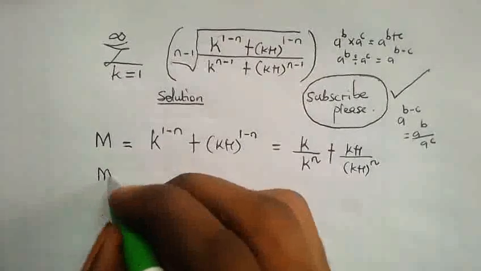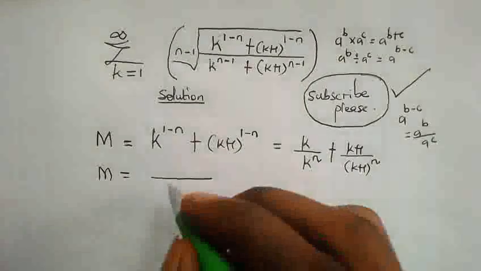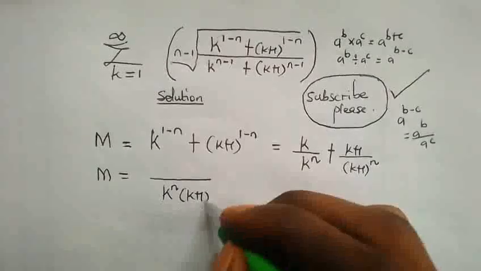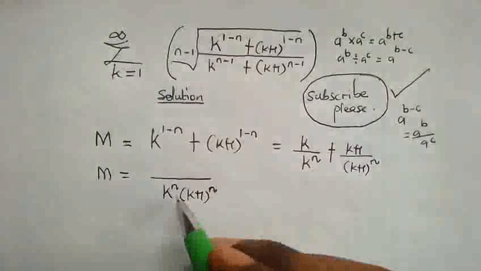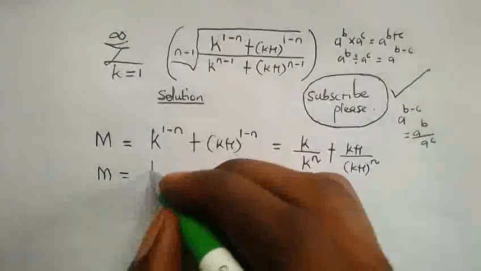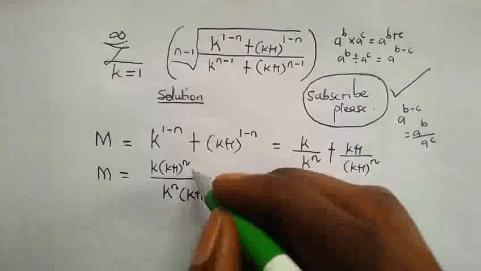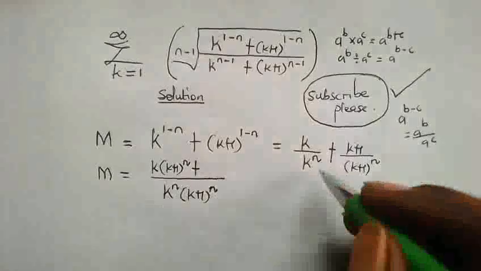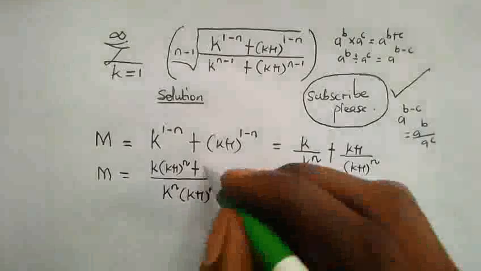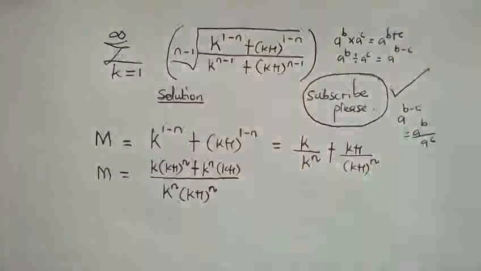So we can actually simplify more. m is equal to, here we have the common denominator k raised to the power of n times k plus 1 raised to the power of n. This divided by this, we are left with k plus 1 raised to the power n times this. So we have k times k plus 1 raised to the power of n, then plus. Right over here, if we divide this by this, we are left with k raised to the power n times k plus 1. So k raised to the power n times k plus 1.